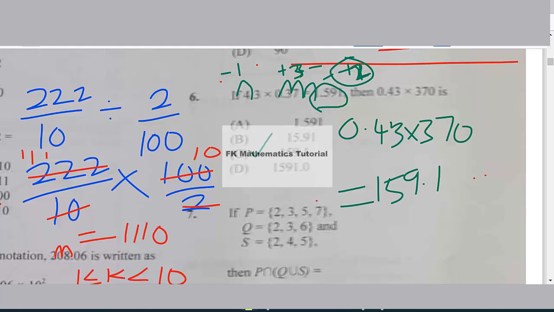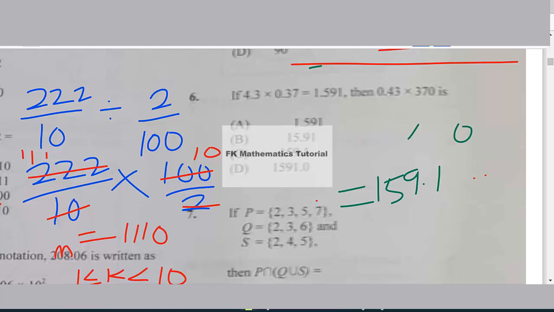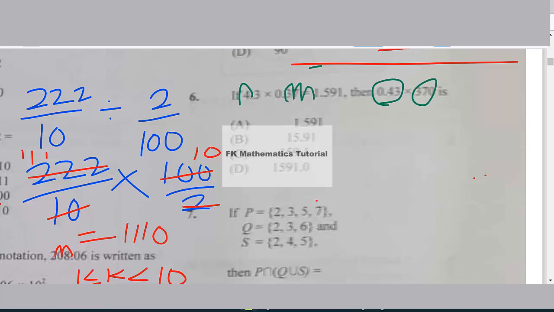So I think that is clear. But I think I can go over again. So what we are saying is that in the 4.3, we move the decimal point backwards once. So that gave us the 0.43. This one goes back once to give us this. Then the 370 here, you realize that this one moved backwards 1, 2, 3. That will give us 370.